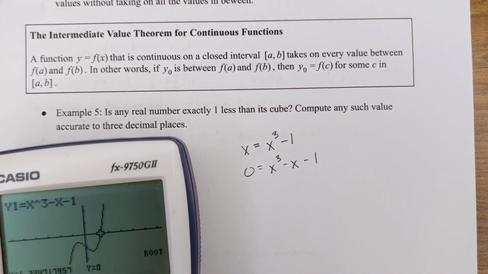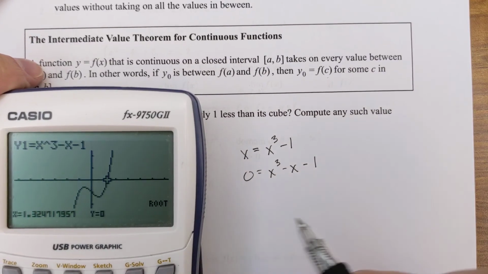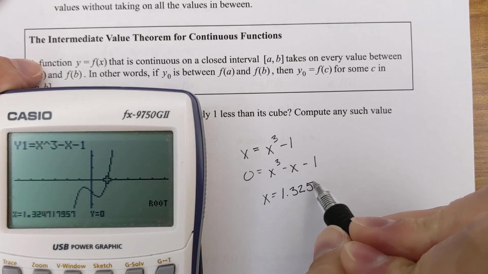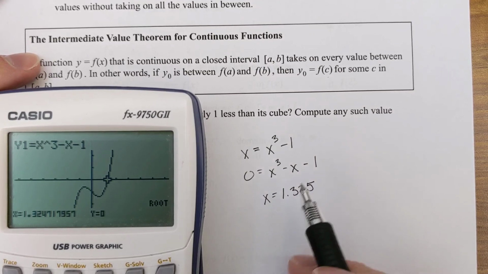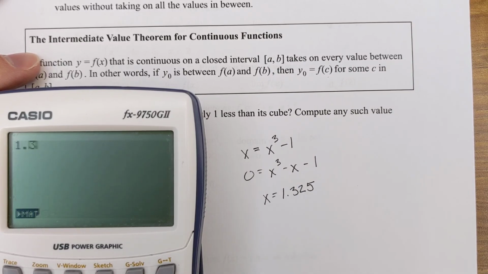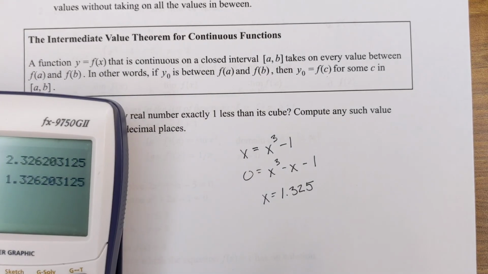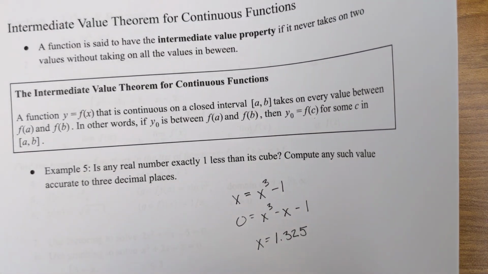So is there any number that is one less than its cube, accurate to 3 places? It's that x value right there. So x equals 1.325, to 3 decimal places. That number is one less than its cube. So if I cube it and subtract 1, I should get the number back. Let's see if it works. 1.325 cubed minus 1. It's pretty close, 1.326. So I about get the number back from itself. That, I believe, brings us to the end of the section.